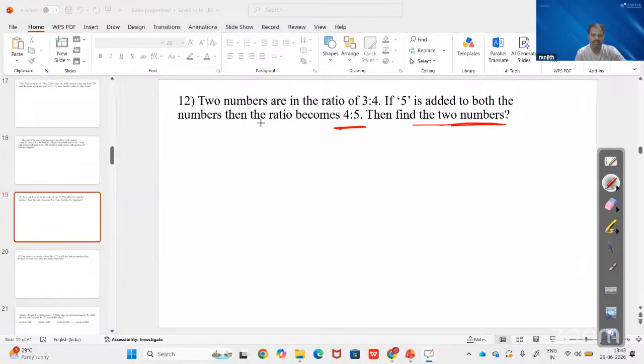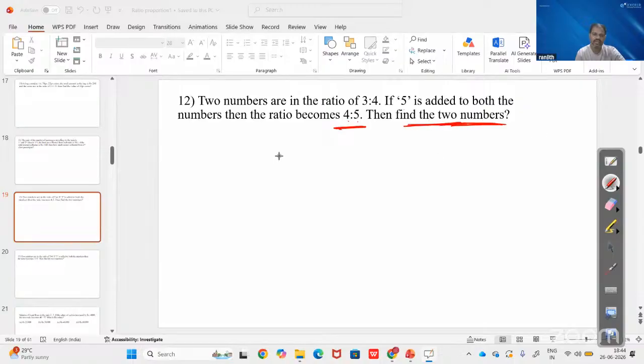The same kind of question can also appear in ratio ages. Two persons' ages are in the ratio 3:4. After 5 years, their ages will become 4:5. Then find the ages of the two persons.